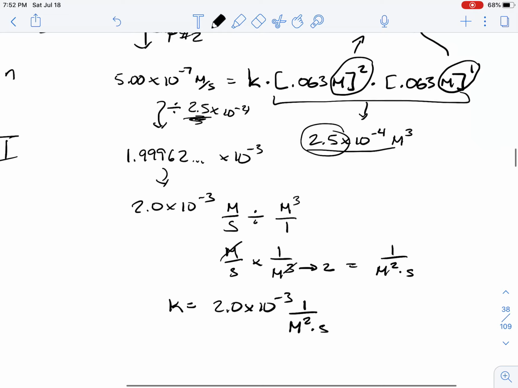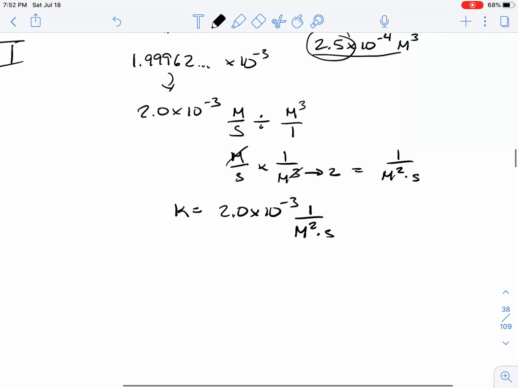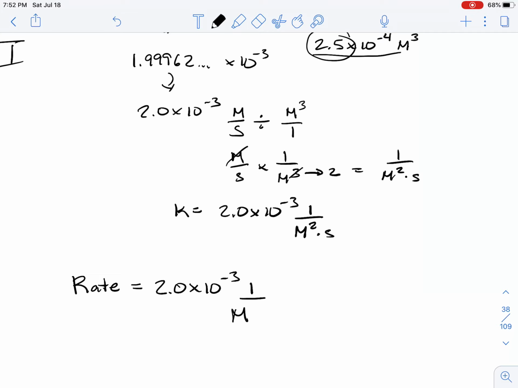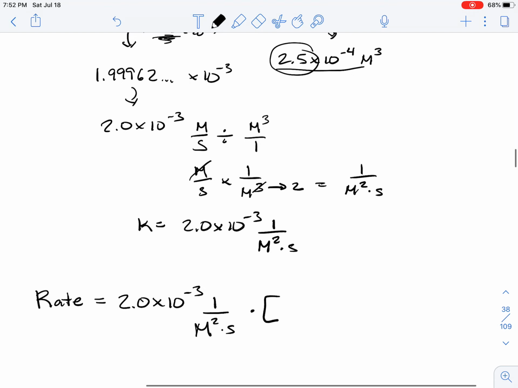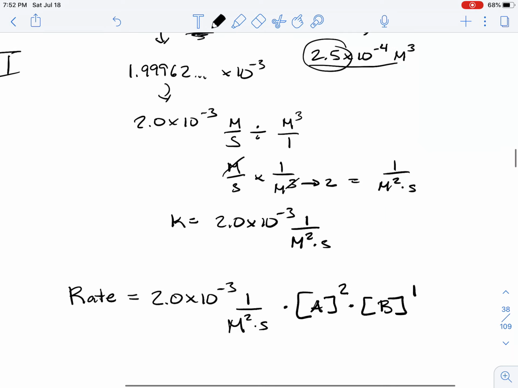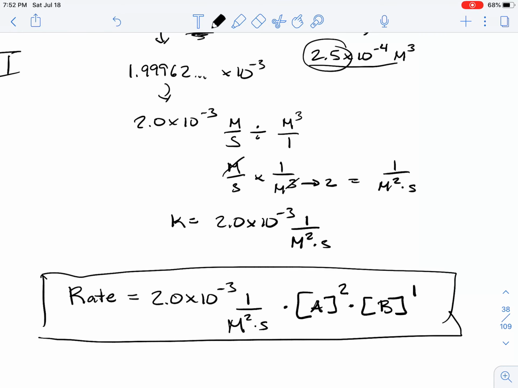So now that we have the unit for k, we're going to go ahead and write our complete rate law. So the rate of this reaction at whatever temperature this reaction was run at is going to be equal to 2.0 times 10 to the negative 3, 1 over molarity squared second, times the concentration of A raised to the second power, since it's following second order kinetics, times the concentration of B raised to the first power. And so this would be our final answer.